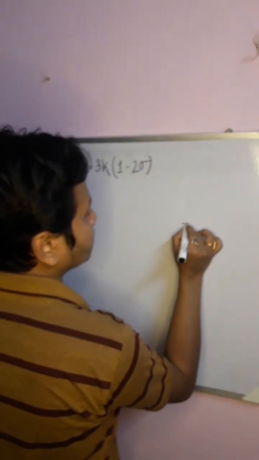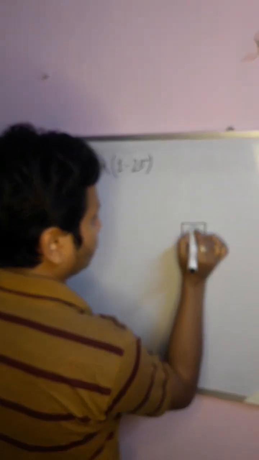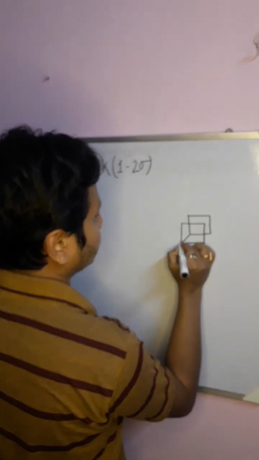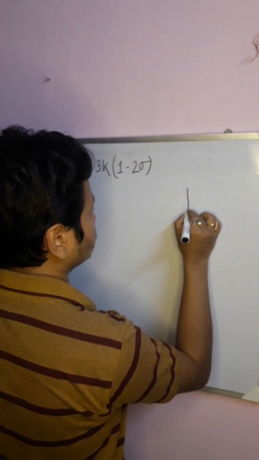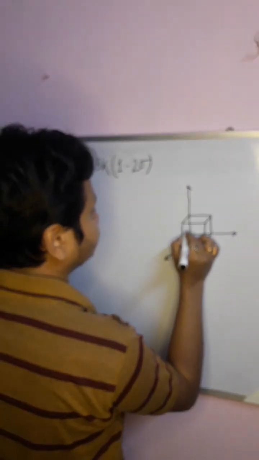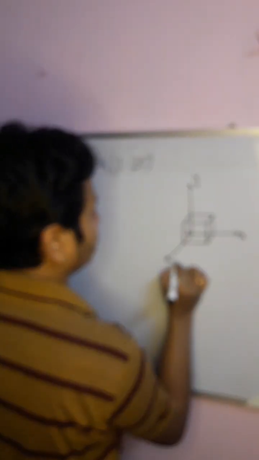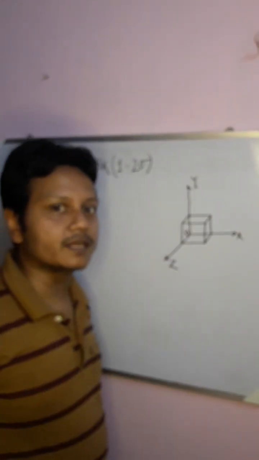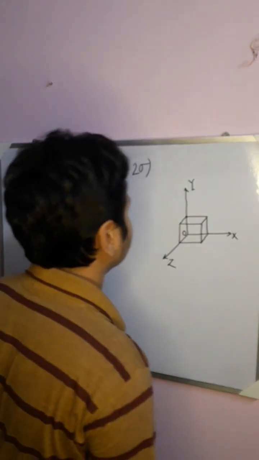So just imagine a cube whose sides are of length unity. That means we have to consider a cube whose sides have length unity, and the sides of the cube coincide with the three coordinate axes.